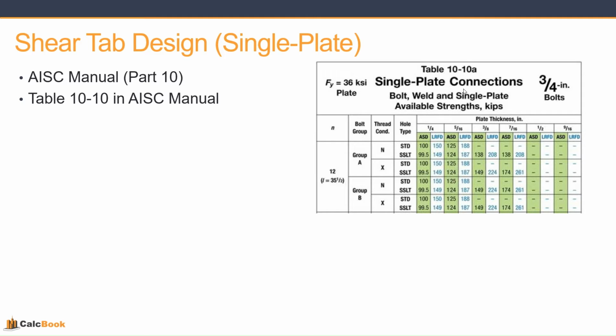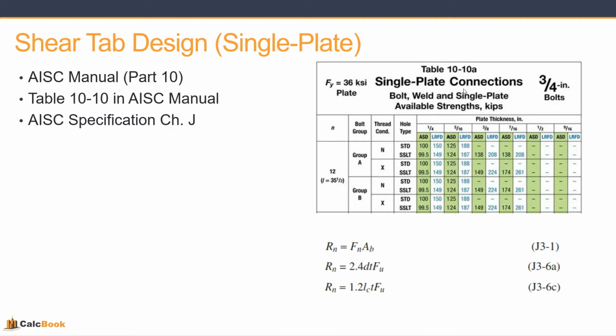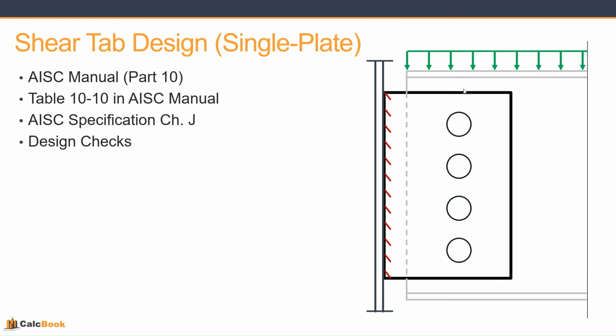In the AISC manual, in manual part 10, there's a lot of good information about different configurations of shear connections, and they do have tabulated values for typical layouts. Specifically, the one that relates to today's video and the module for single plate connections is table 10-10 in the manual. In addition to those tables, we are obviously going to reference our AISC specification, chapter J. That's going to give us our equations for bolt shear, hole bearing and tear out, and that sort of thing. So we'll be referencing those. Let's go ahead and take a look at the design check.